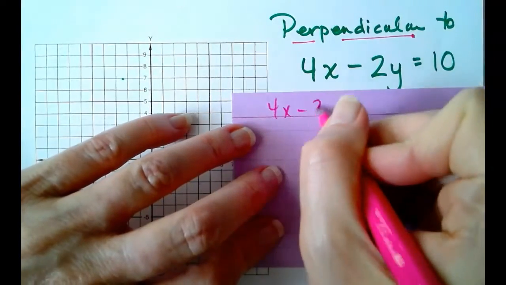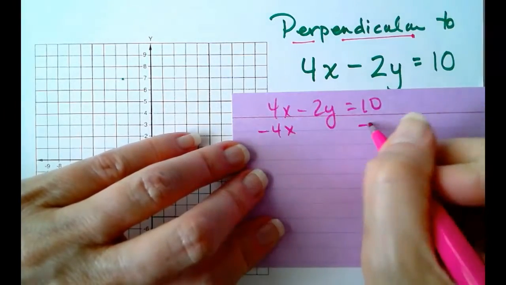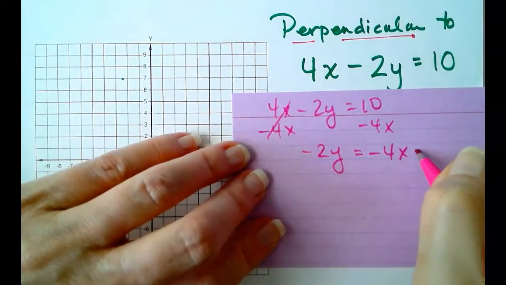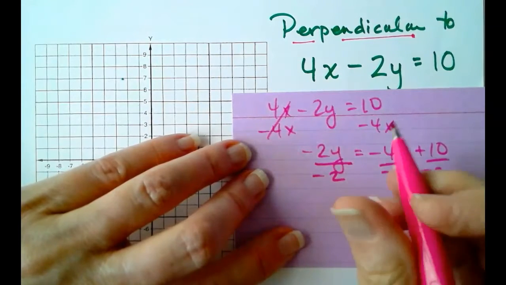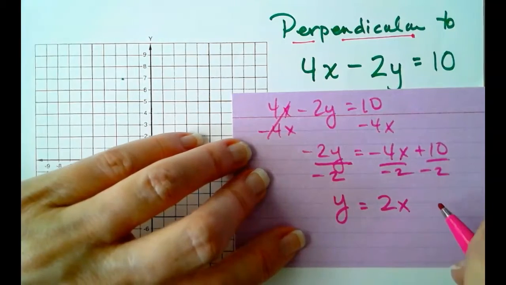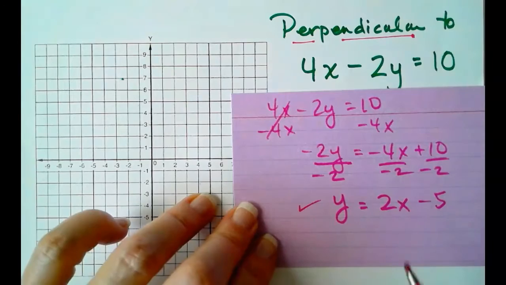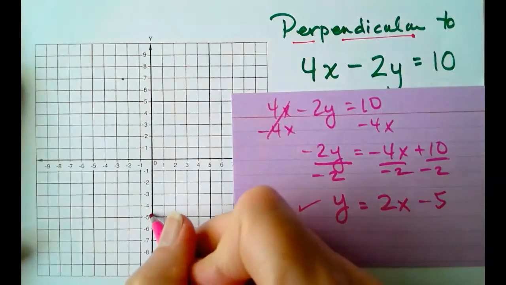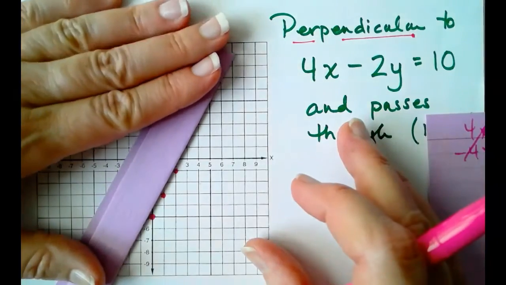So 4x minus 2y equals 10. So let's move the 4x over. That is -2y equals -4x plus 10. Divide by -2. Everything gets divided by -2. y equals 2x minus 5. So our given line in slope-intercept form is y equals 2x minus 5. Let's graph that line. So here is our given line.